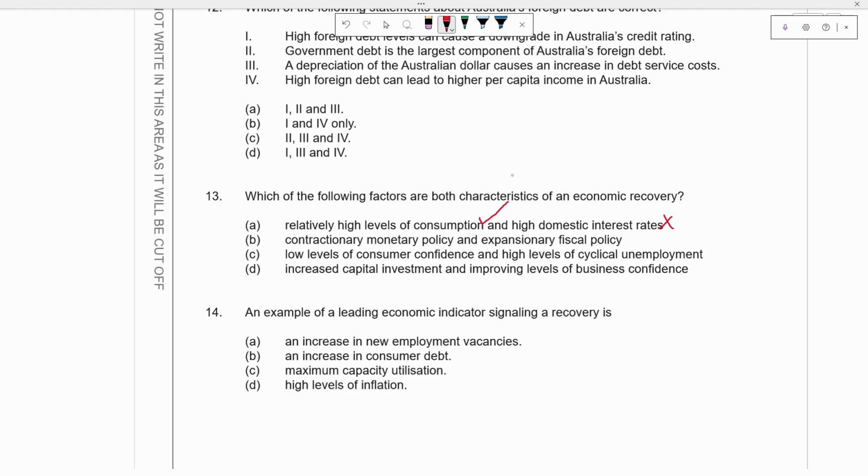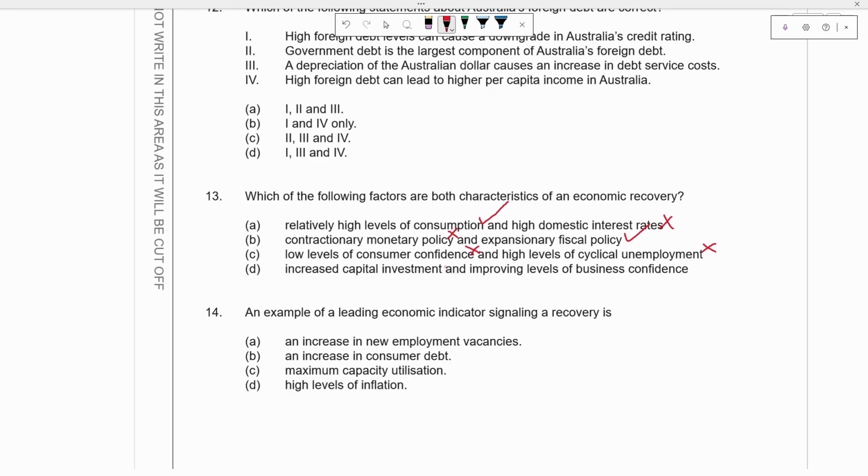B, contractionary monetary policy and expansionary fiscal policy. Well, this one is incorrect, as this would decrease economic growth. Expansionary fiscal policy, this is correct. C, low levels of consumer confidence and high levels of cyclical unemployment. These are both incorrect, as this would cause a decrease in economic growth, which is not a characteristic of an economic recovery.